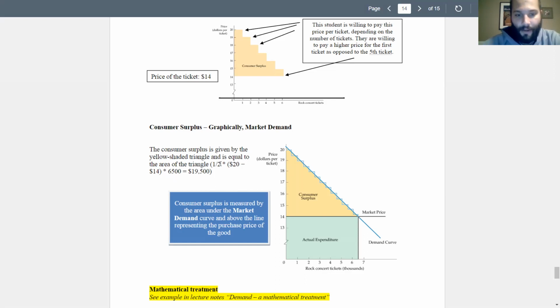So we're going to take 1/2. This side, how long is this side? Well, we have 20 minus 14 equals 6. And then how long is this side? We can just see what the quantity is. That looks like 6.5 thousand or 6,500. So the area of our triangle, 1/2 base height, or 1/2 height base, doesn't matter which: 1/2 times (20 minus 14) times 6,500. More generally, the formula for consumer surplus is going to be 1/2 the y-intercept of the demand curve.